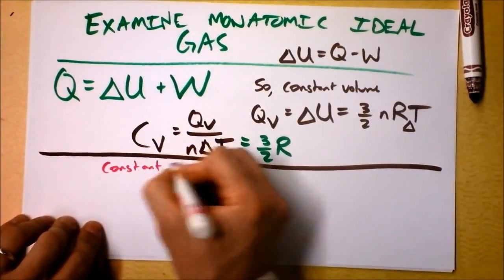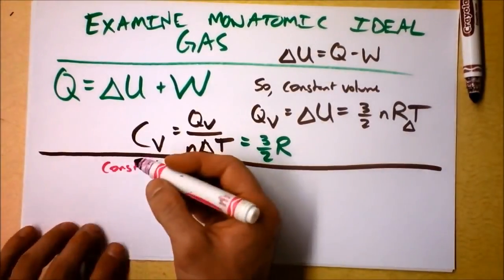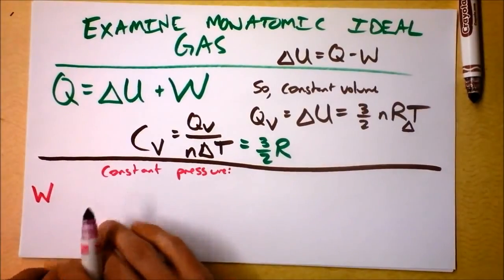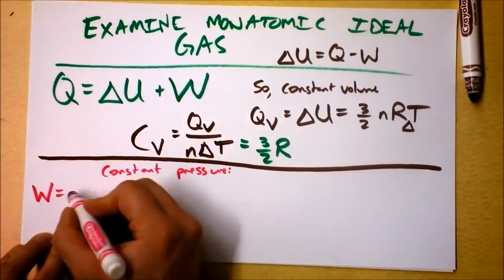So let's go into it. Constant pressure situation. We can start with the idea of work done in a constant pressure situation, because you know that work will not be 0 because it's lifting up that mass. That's one way of thinking about it.